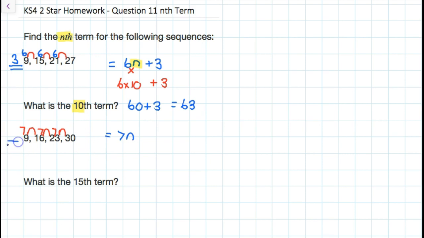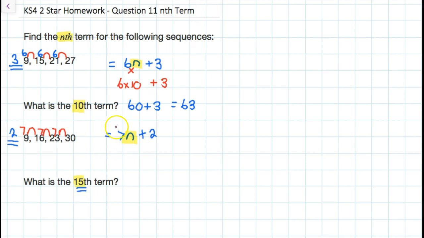What happens before gives us the answer to the next part of the question. So I've got 9 take away 7 gives me 2. Again, this is on the positive side of the number scale, so that is going to be a plus 2 there. Going on to the next part, we've got the 15th term to be looking for this time. So we're going to be replacing this n with this 15.